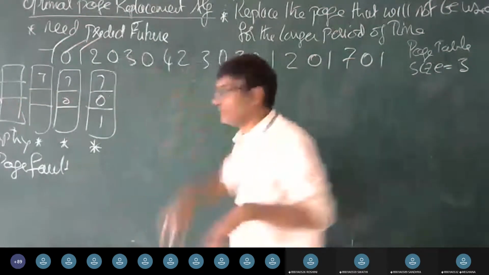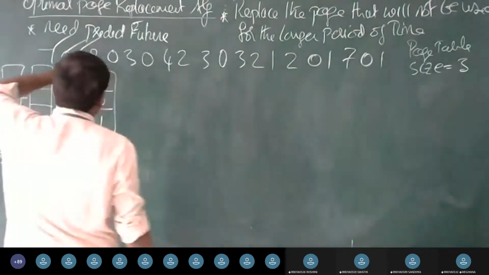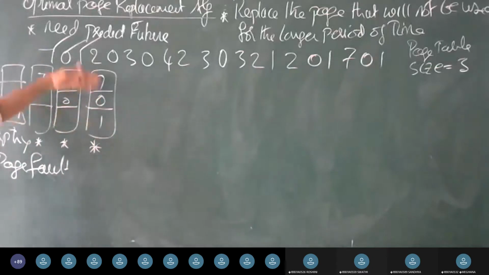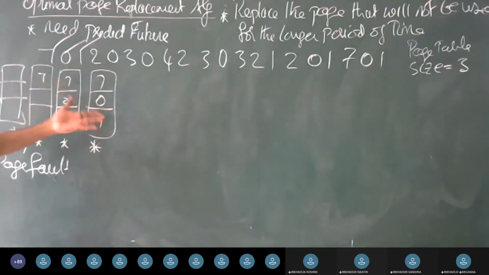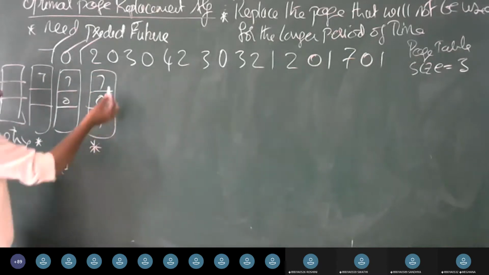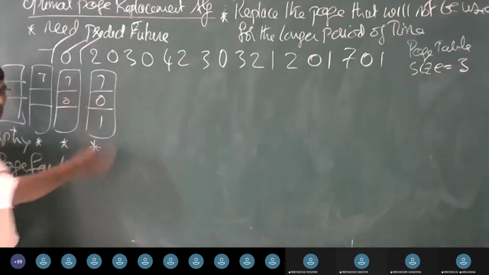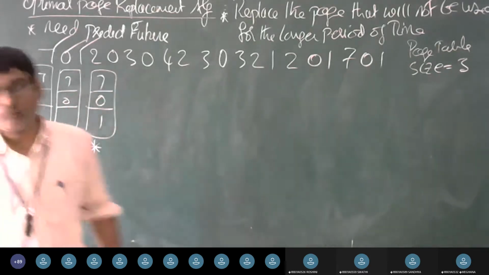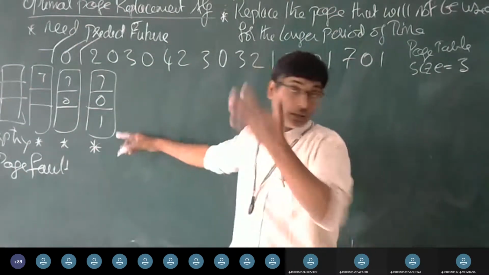Up to now, everything was fine. Next one. Second frame has to be in the page table, but it is not going to be available. So we need to go for replacing. Whether to replace 7, whether to replace 0, whether to replace 1. That was the condition.